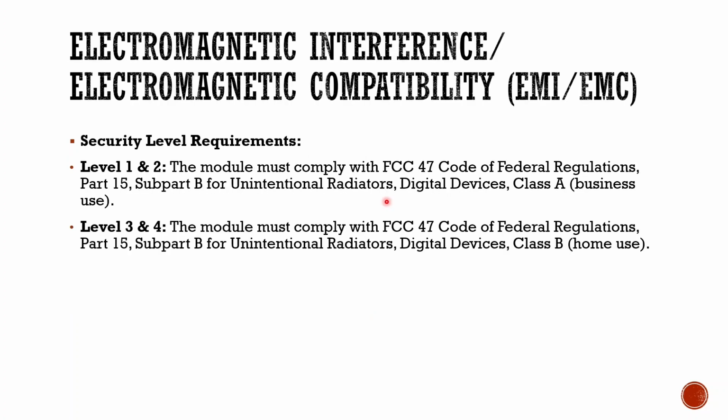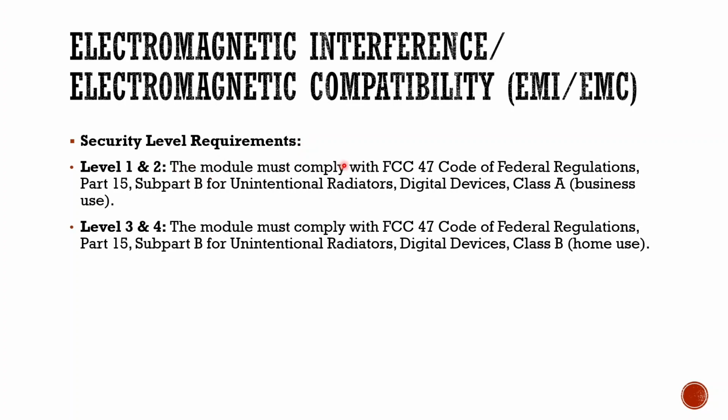Now let's go through electromagnetic interference or electromagnetic compatibility. Electromagnetic interference is basically when the device or the module, while performing operations, it outputs a few electromagnetic waves which can interfere with the operation of the other parts of the device or the other parts of the module itself. This here specifies the security level requirements of this electromagnetic interference or electromagnetic compatibility.